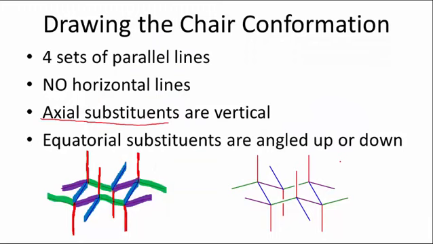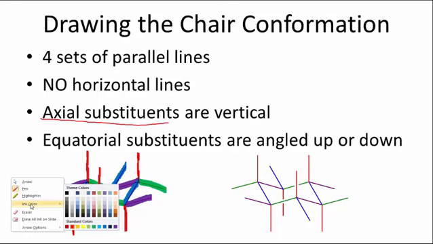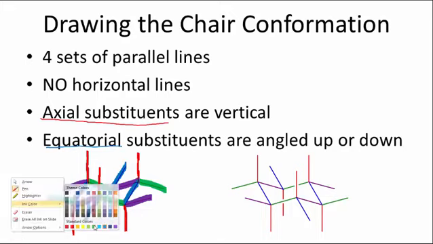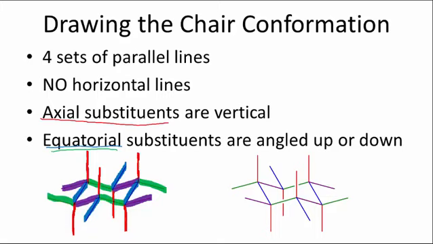So axial substituents are vertical. Equatorial substituents, those are the ones that are either red or blue or purple, or sorry, blue or green or purple. So my equatorial substituents in this drawing are blue or green or purple. Those come off around the middle.